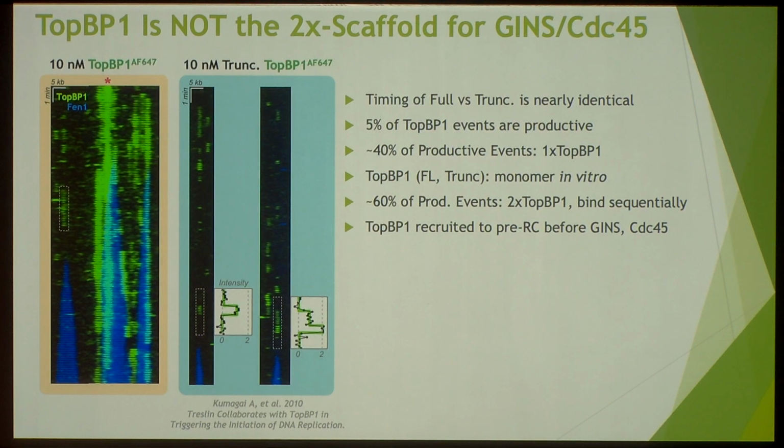In fact, only about 5% of all TOPBP1 binding events result in initiation. 95% are non-productive. The other interesting thing was that when we look at the productive events, a significant portion, about 40%, contain a single copy of TOPBP1. And that was disappointing because we're looking for a dimerization scaffold, which should be a dimer. But it was also puzzling because there are lots of reports that TOPBP1 should be able to oligomerize, at least in the context of DNA damage signaling.